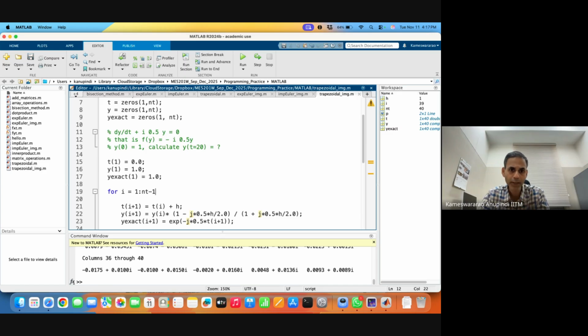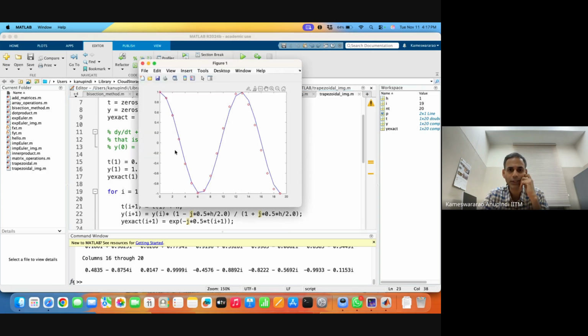So again, I have y n plus 1 equals y n times 1 minus j times 0.5 h by 2, divided by 1 plus j times 0.5 h by 2. So that is the only change I have to make for the trapezoidal method. Let's try running this. Now you see this is exactly on the correct solution, right? The numerical solution is exactly on the exact solution, but there is a small phase error. We know that this phase error is only 1/4 of what we noted in the implicit Euler case. So it will not be too much, but it will be there.